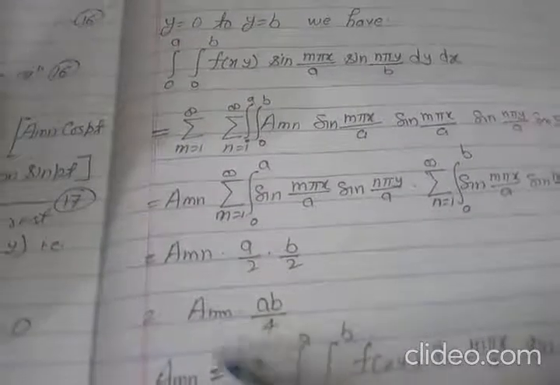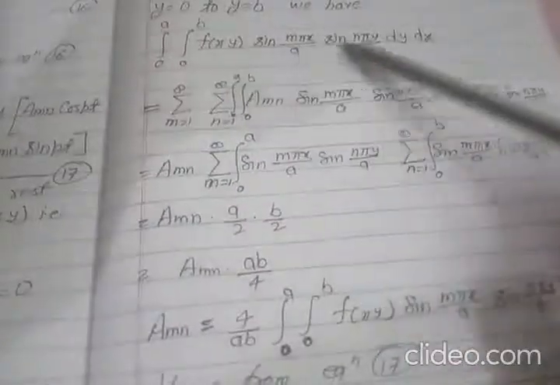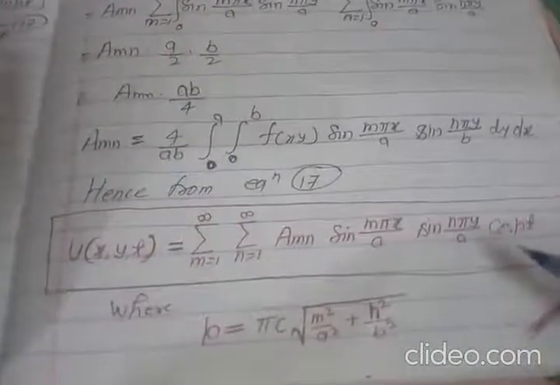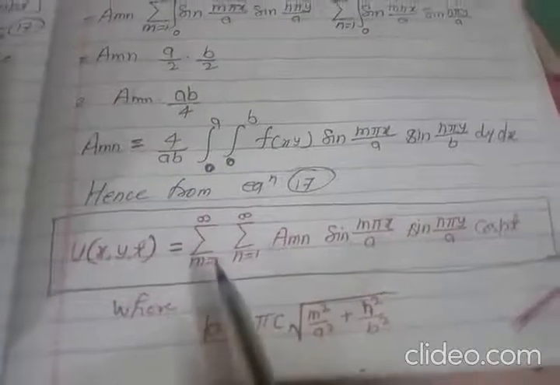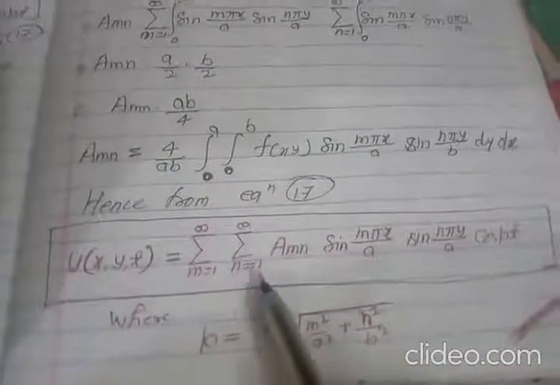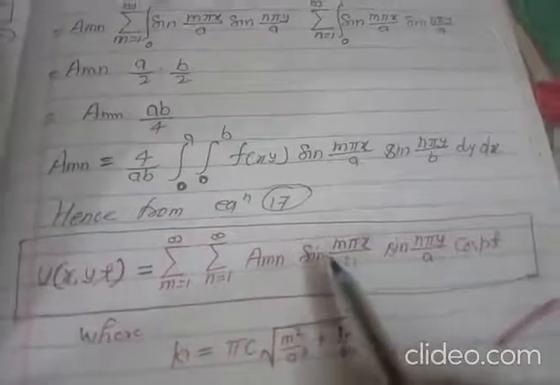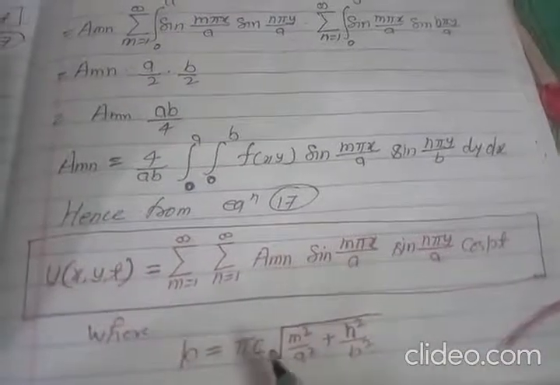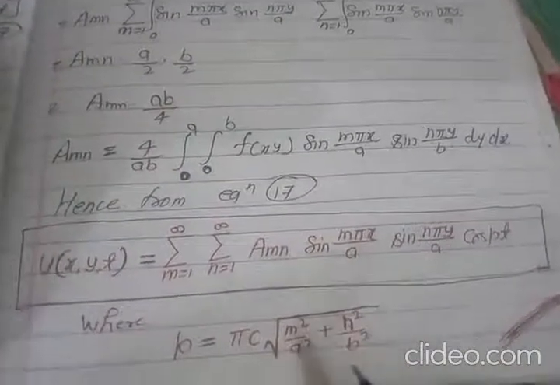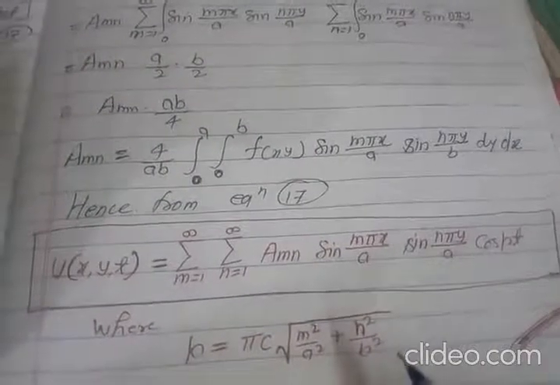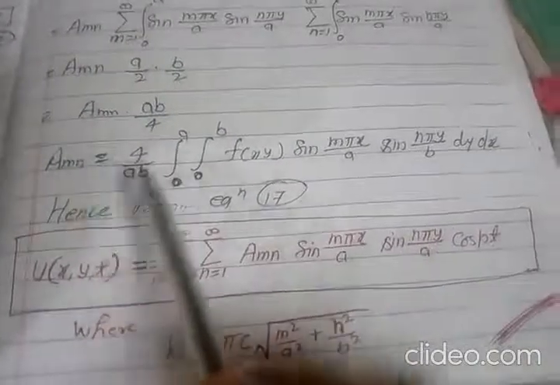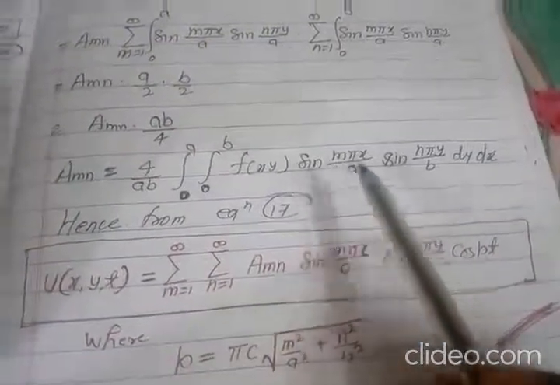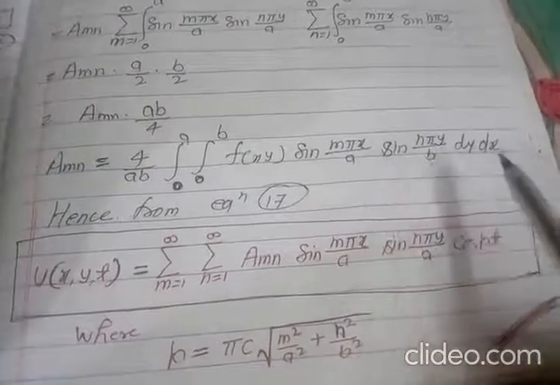So the value of A_mn will be 4/ab times the integral, and the left side of the equation will be this. So the solution of the given two-dimensional wave equation will be u(x, y, t) equal to the summation m = 1 to infinity, n = 1 to infinity of A_mn sin(m pi x/a) sin(n pi y/b) cos pt, where p is equal to pi c times the square root of m squared/a squared plus n squared/b squared, and A_mn is equal to 4/ab times the integral from 0 to a and 0 to b of f(x, y) sin(m pi x/a) sin(n pi y/b) dy dx.